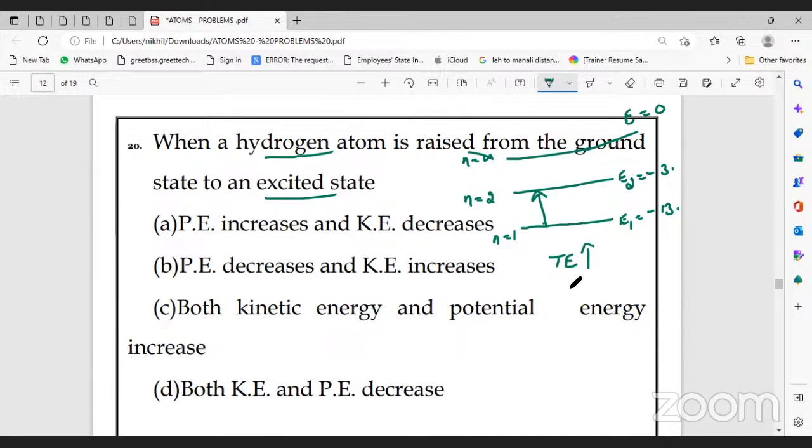Sir, look at the number. Here it is 13, here it is 3. How can you tell it is increased, sir? No, the negative sign is there. So if you look at the higher orbit, what is the energy in the infinite orbit? 0. 0 is more than the negative value, isn't it? Energy in the first orbit is negative, and energy in the infinity orbit is 0. So energy in the higher orbit is more compared to the ground state energy.